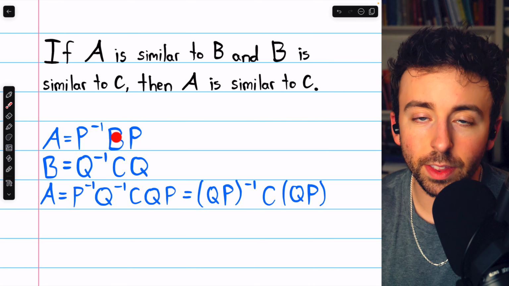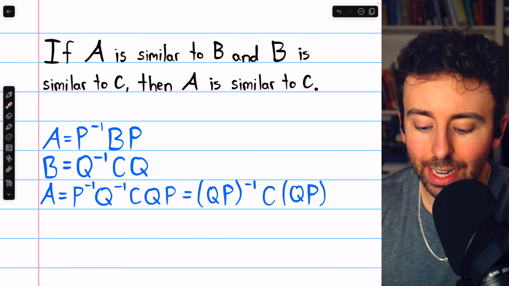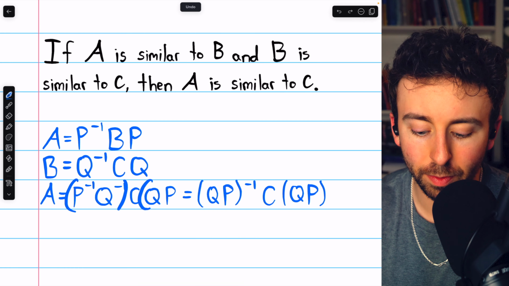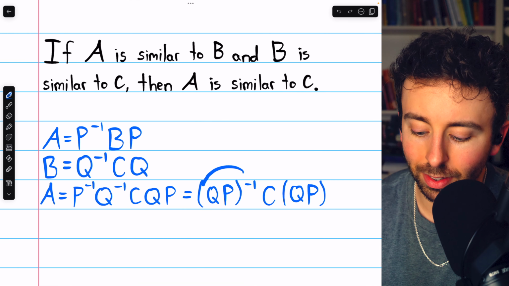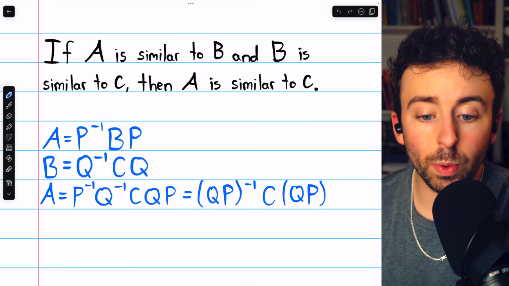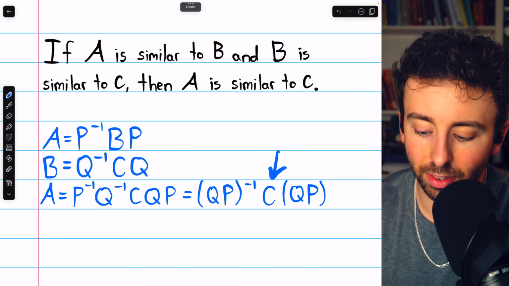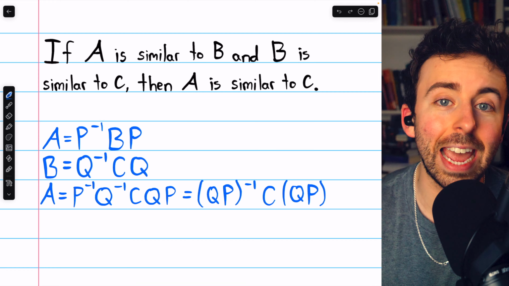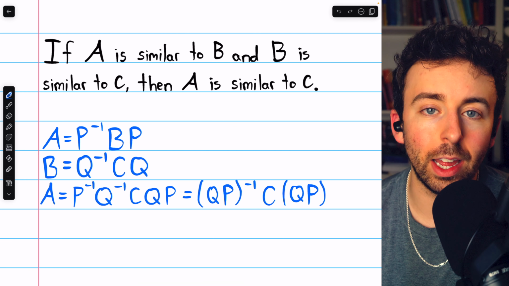Taking B in the equation for A and replacing it with this expression, we get this product. We have some stuff times C times some stuff. But this stuff on the left, P inverse Q inverse, that's the same as QP inverse. This stuff on the right, of course, is just QP. And so we see that we're able to write A in this form, a matrix inverse times C times the matrix. And so A is similar to C. A and C are similar. And so we see that the transitivity property is satisfied for this relation.